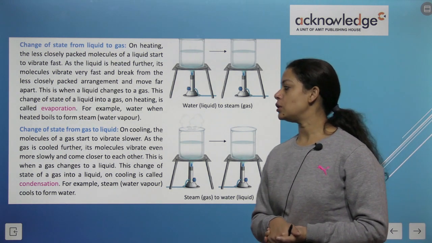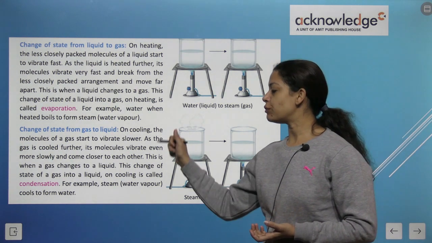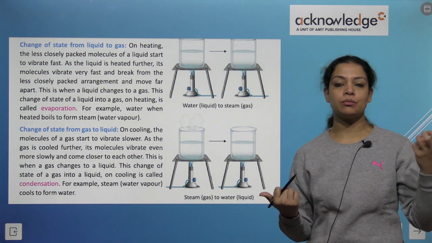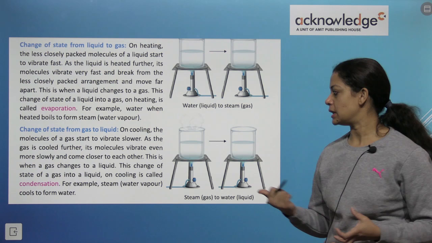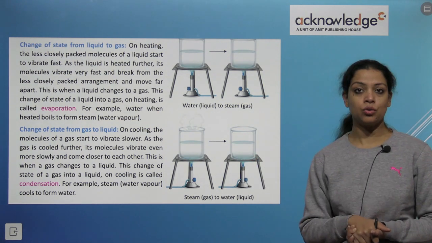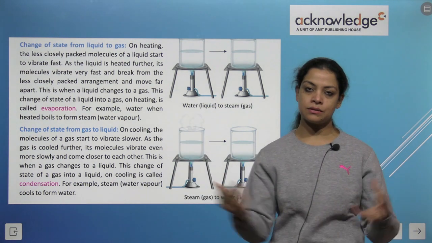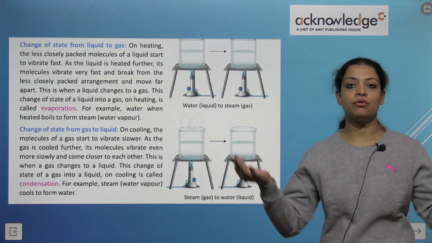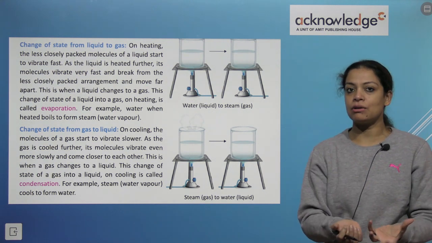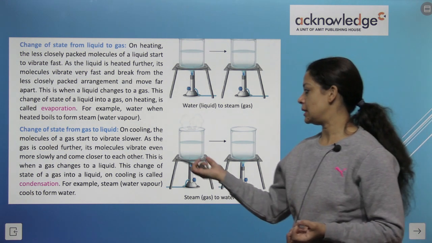On cooling, the molecules of a gas start to vibrate slower. So as we start cooling, what happens? The vibration of molecules slows down. As the gas is cooled further, its molecules vibrate even more slowly and start coming closer to each other. That means they are coming back to a packed form. That is, they are again trying to take the solid state.